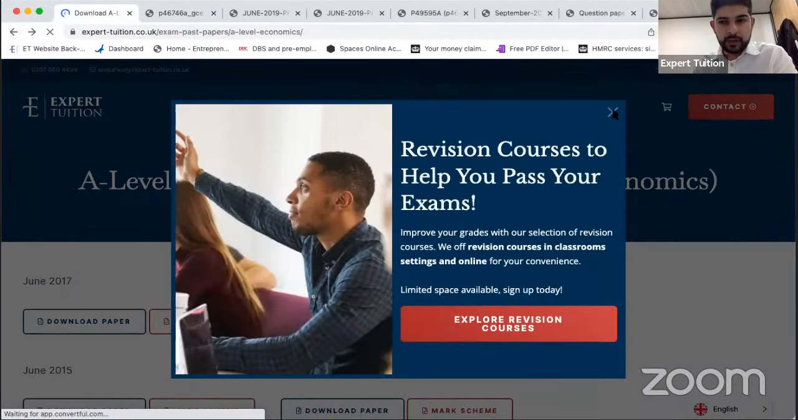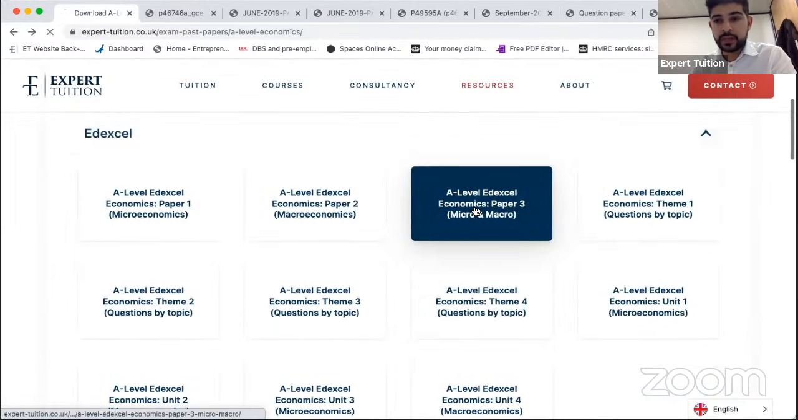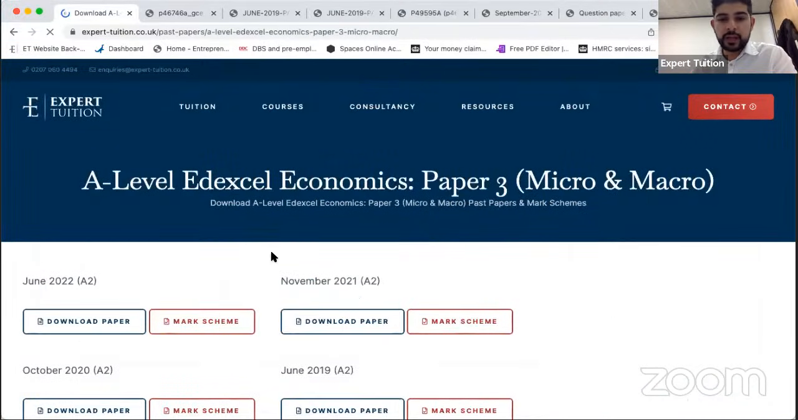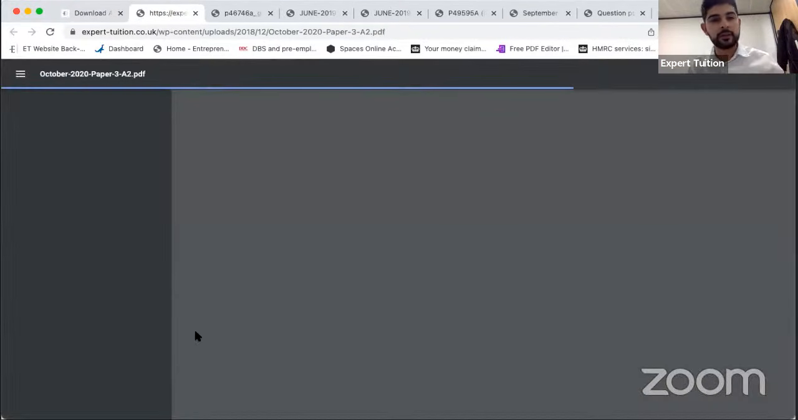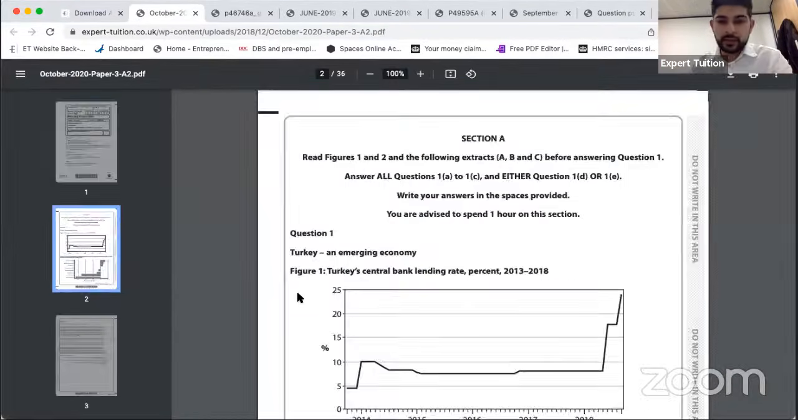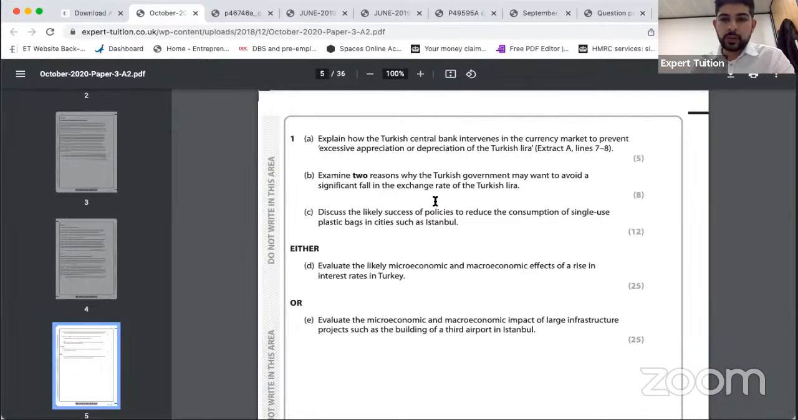I would advise, by the way, in your own time after this, maybe tomorrow or staying up tonight, going and looking at this extract, slower than I am. I'm always trying to cover as much as I can in the session that we have. But this is a really useful extract in terms of understanding exchange rates. So the two questions I want to quickly talk about are these. Explain how the Turkish central bank intervenes in the currency market to prevent excessive appreciation or depreciation of the Turkish lira. Right, context. The data was speaking about how their currency had majorly depreciated relative to the US dollar, yeah?